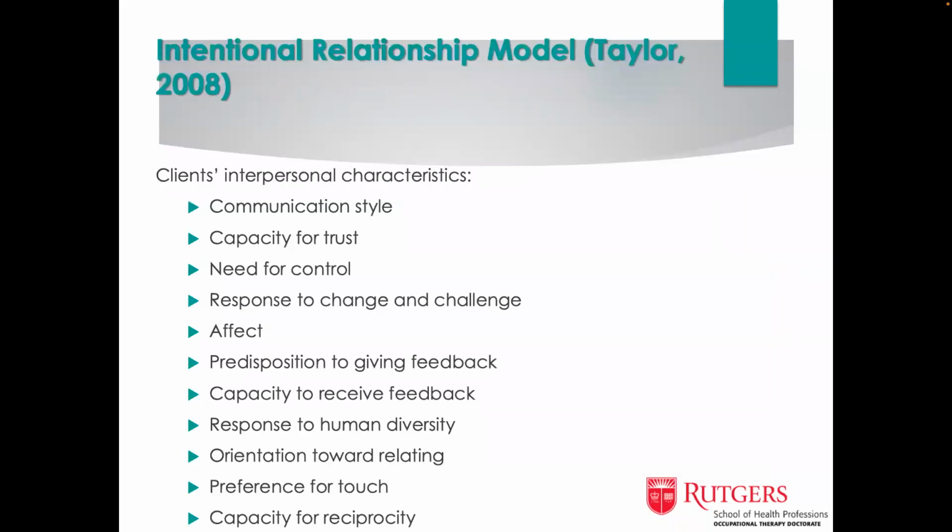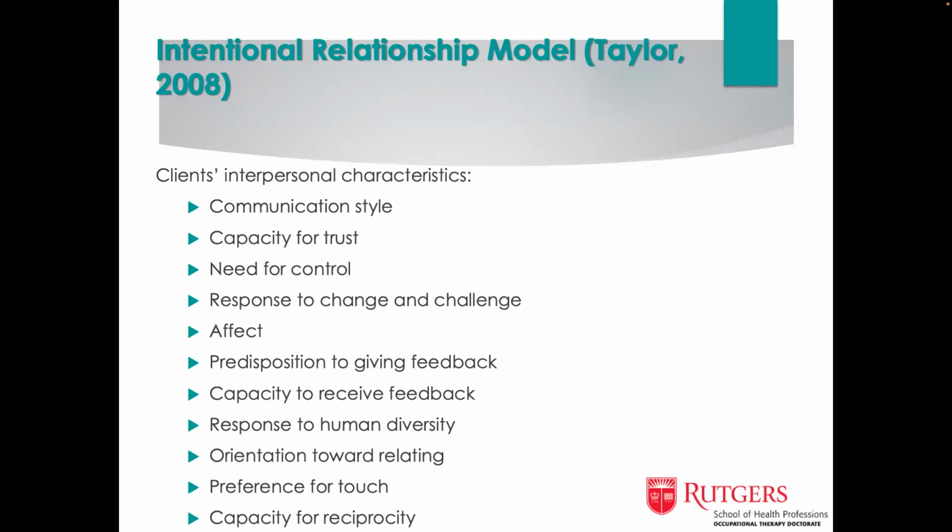Okay, so then the intentional relationship model is one of the models that drives group participation. There's a bunch of different interpersonal characteristics that a client needs to have to engage successfully and optimally in a group. Some of those are communication style, the person's capacity for trust, a person's need for control, their affect, and capacity to receive feedback. We all know people that are very defensive and just not good at receiving feedback.